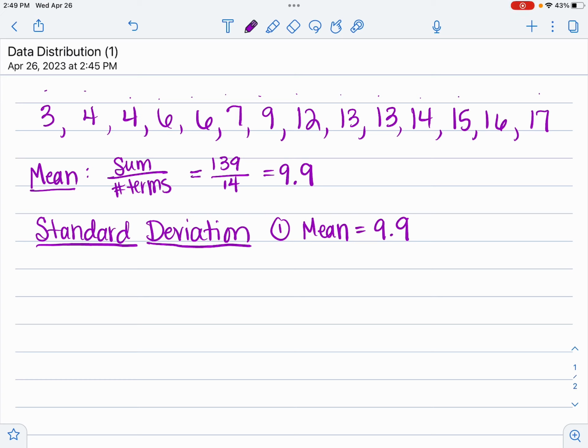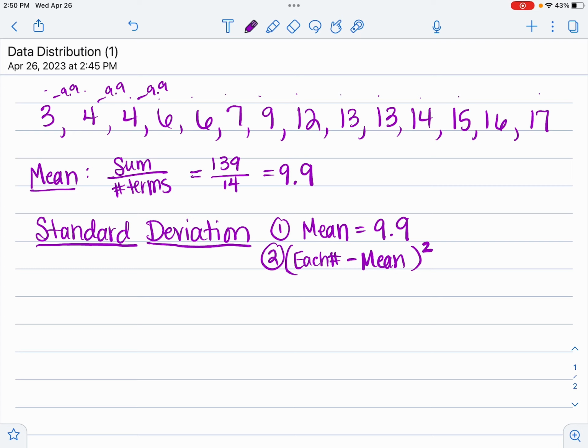Step number 2, we're going to subtract it from the mean and square it. So step number 2, do each number minus the mean, and then we're going to square it. Okay, so I'm going to make that list, and I'm going to use my calculator here. Now, honestly, it doesn't matter if you do 3 minus 9.9 or 9.9 minus 3. Okay, so then step number 2, I'm going to do that right here. So again, I'm just going to go down, and I'm going to do minus 9.9, minus 9.9, minus 9.9, all the way down. And as I do that, I'm going to square them.